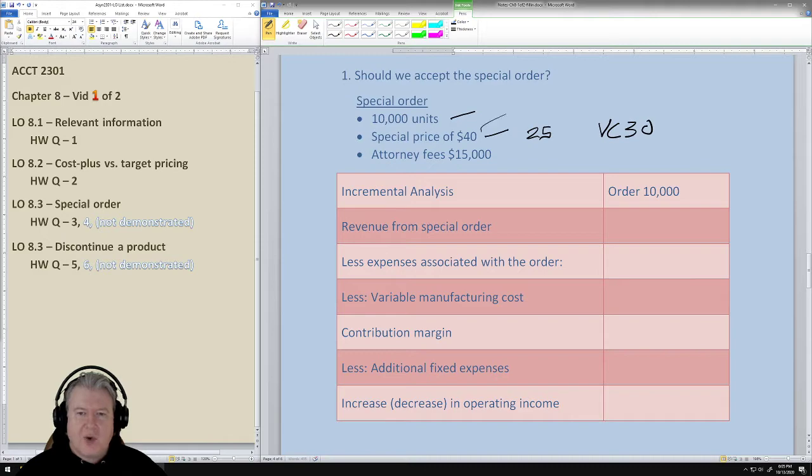So now our question is, yes, the special price, remember our variable cost is 30. Just looking at 40 versus 30, we would say, yes, this looks fine. But we don't know if that extra $10 increase will cover the fees. So that's what we need to do. We need to check that out.